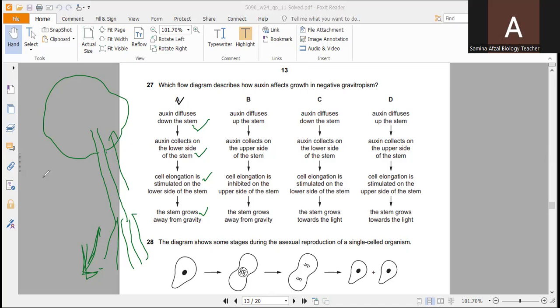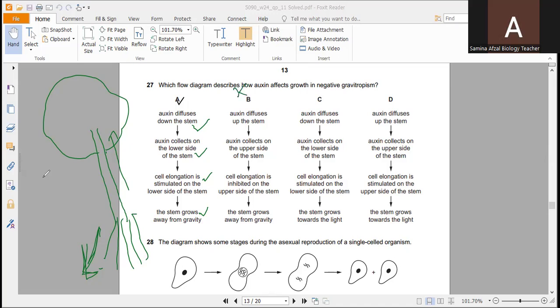So cell elongation is stimulated on the lower side of the stem. Auxins promote cell elongation, leading to faster growth on the lower side. So the stem grows away from gravity. This is the definition of negative geotropism. And on the other hand, B is not a correct option because what is happening?